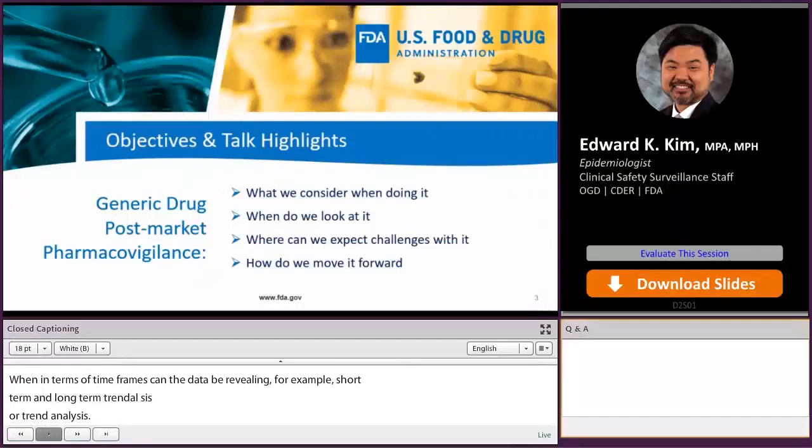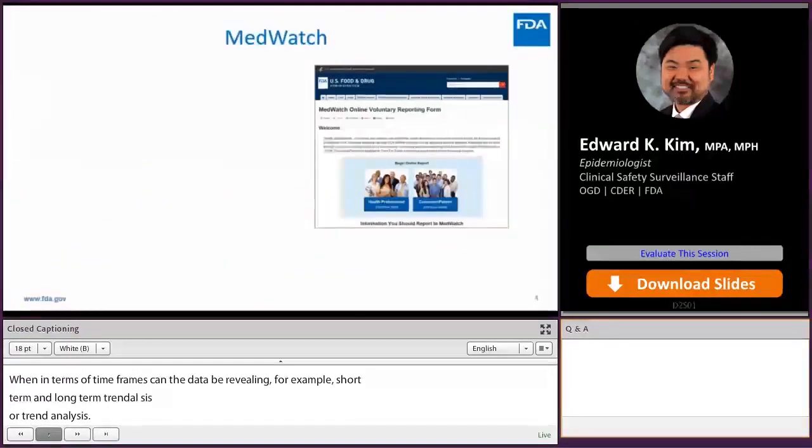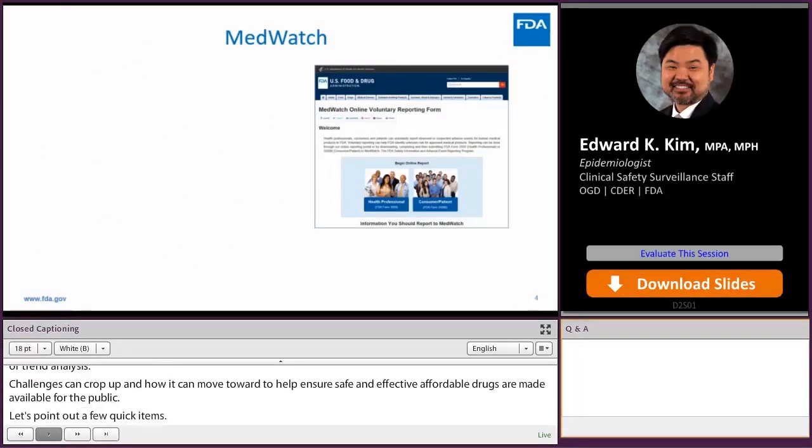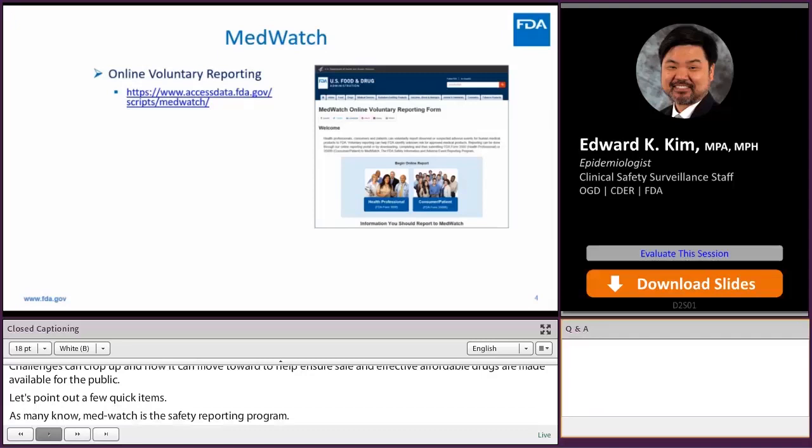Let's point out a few quick items about it. As many know, MedWatch is FDA's Medical Product Safety Reporting Program, which receives reports from the public and, when appropriate, publishes safety alerts for FDA-regulated products such as prescription medicines. There is an online reporting portal for health professionals, patients, and consumers, and the Form FDA 3500 for voluntary reporting is also accessible through the link provided.